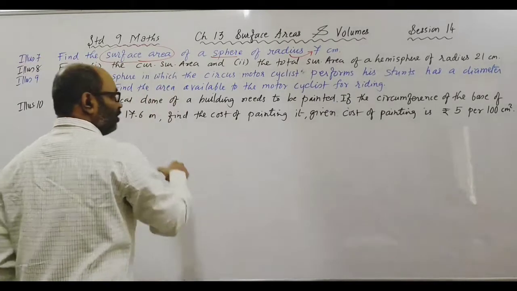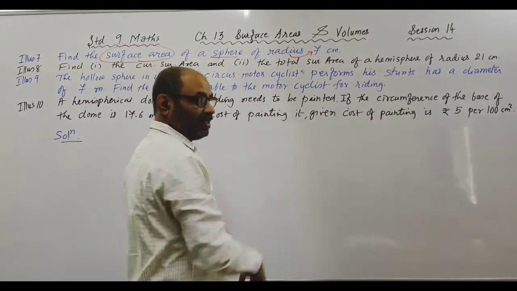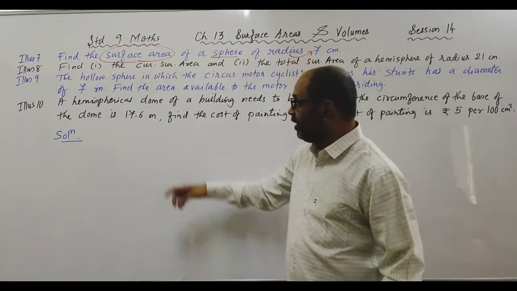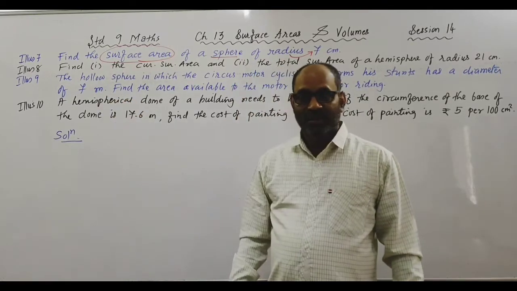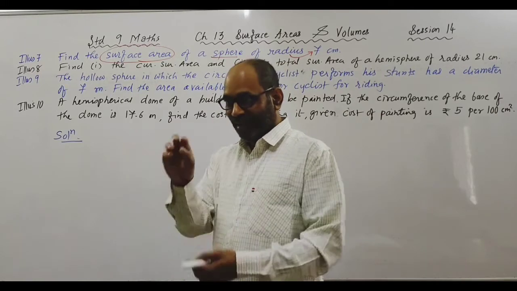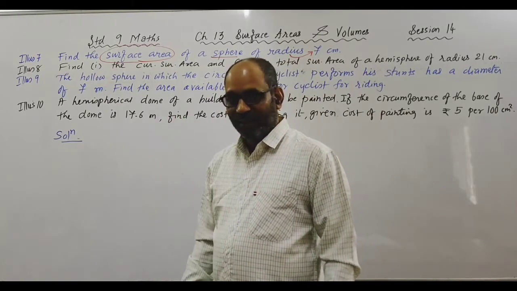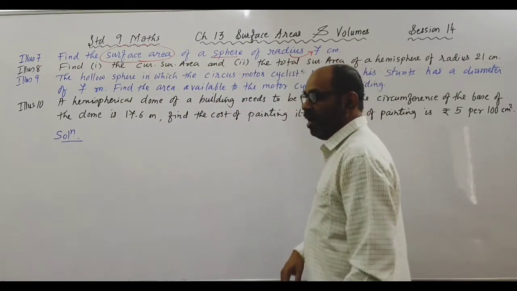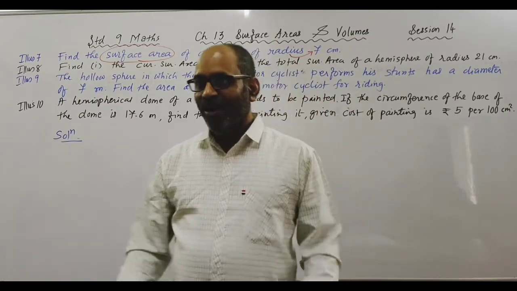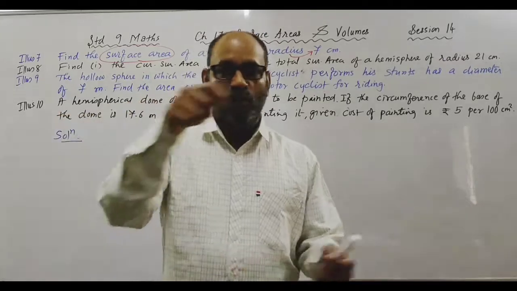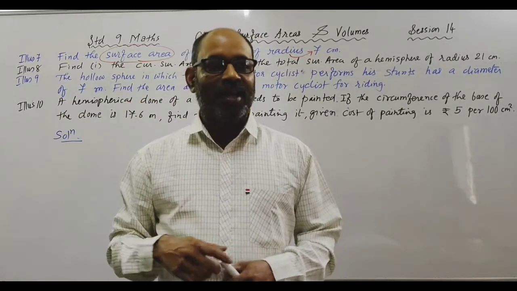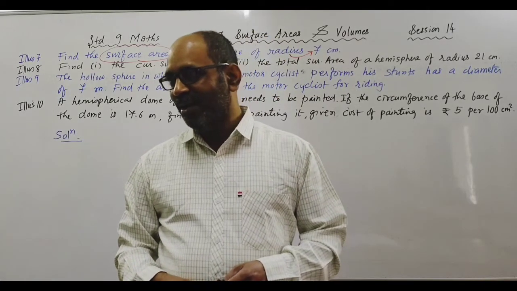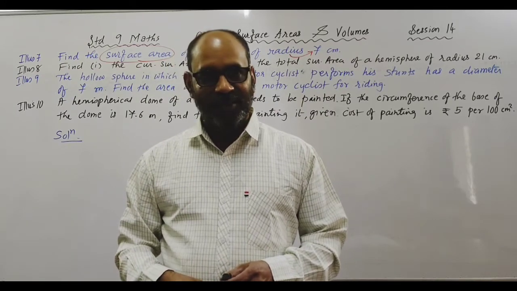The hollow sphere in which circus motorcyclist performs his stunts has diameter 7. अरे वो सर्कस मोटरसाइकिल 7 सेंटीमीटर hollow sphere में खेल करेगा. 7 मीटर. Find the area available to the motorcyclist for riding. क्या ऐसा hollow sphere देखा है जिसमें मोटरसाइकिलिस्ट राइड करते हैं? क्या कहते हैं हमारे यहाँ? मौत का कुआं. करेक्ट, मौत का कुआं. राइट. देखा है ना सबने?